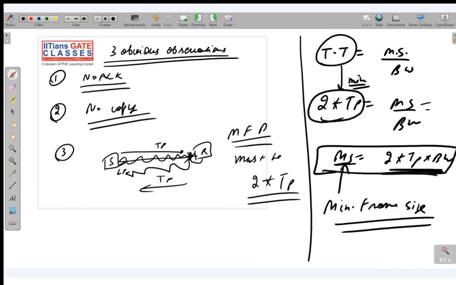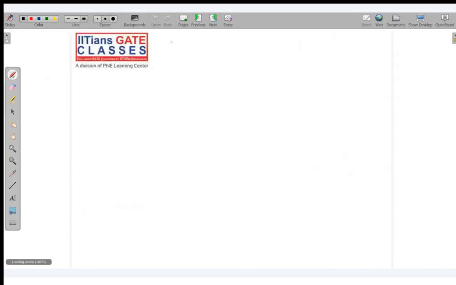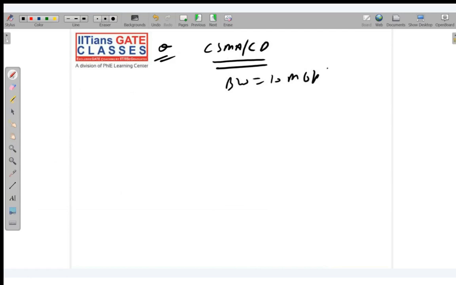Done, sir. Okay, so write a numerical. A network uses CSMA/CD. Write the language also, otherwise you might get confused. A network uses CSMA/CD with a bandwidth of 10 Mbps. If the round trip time is 51.2 microseconds, what is the minimum frame size?